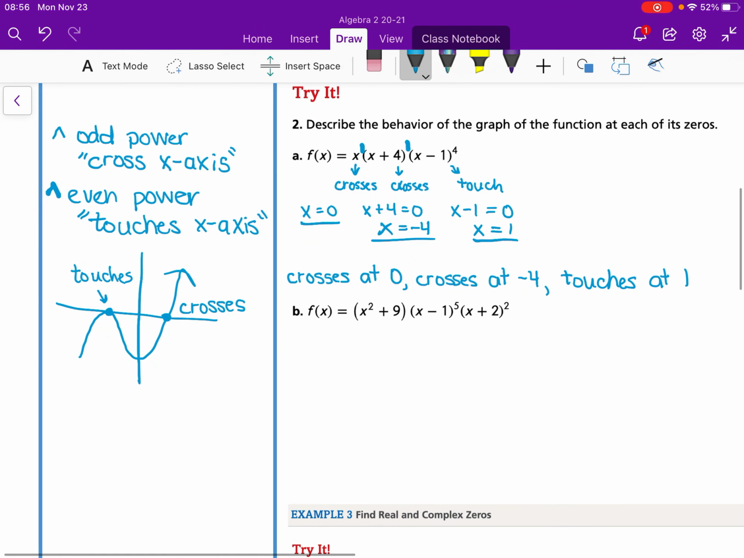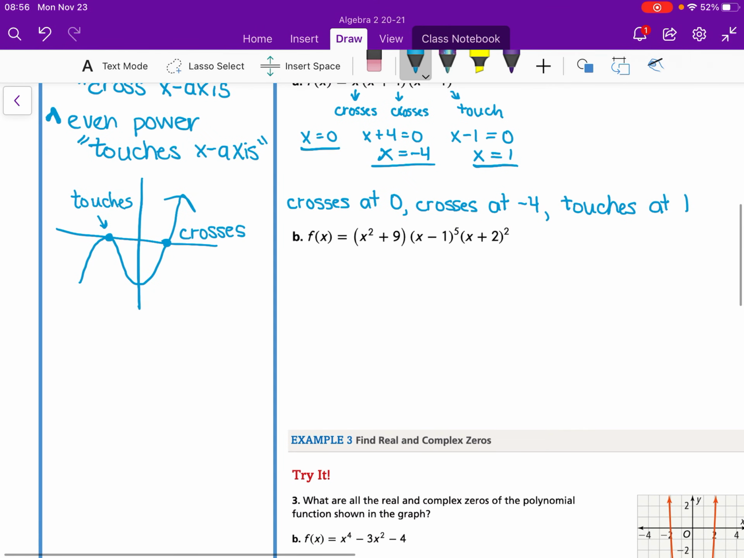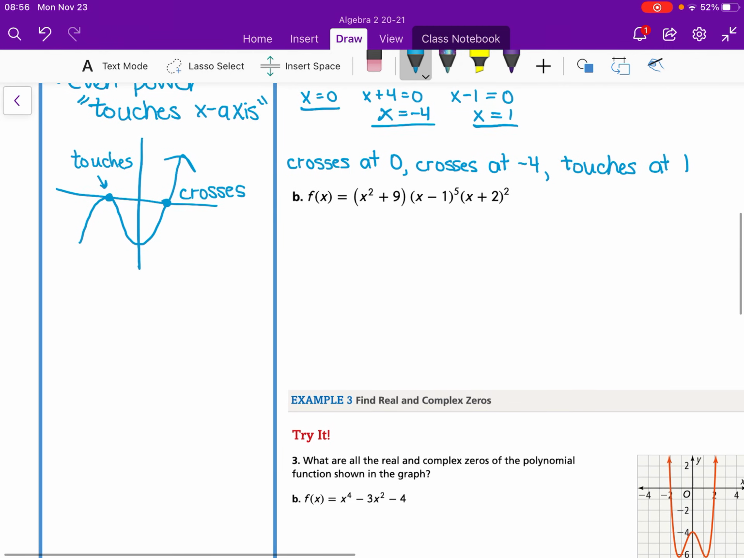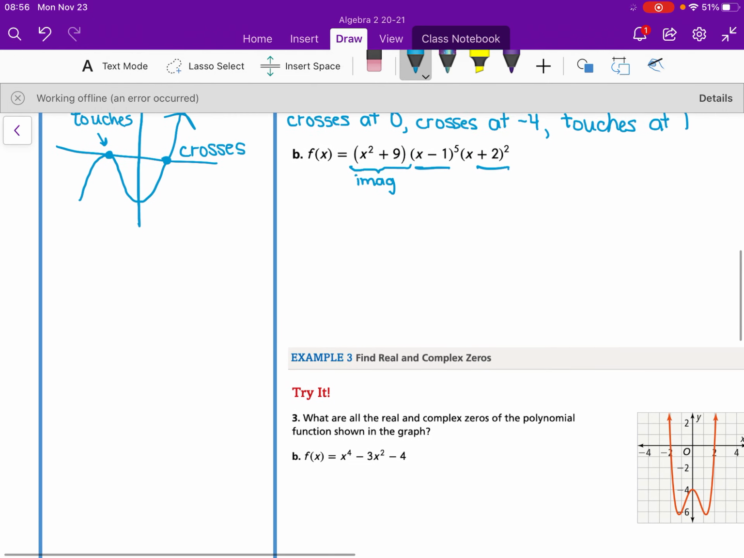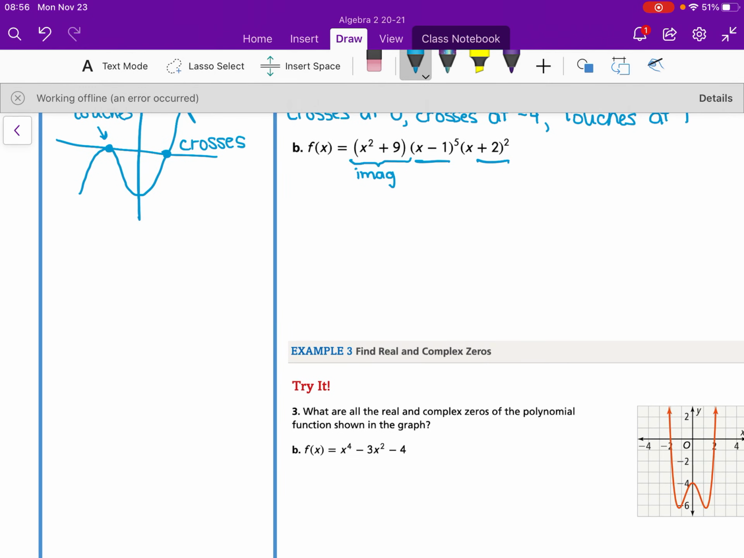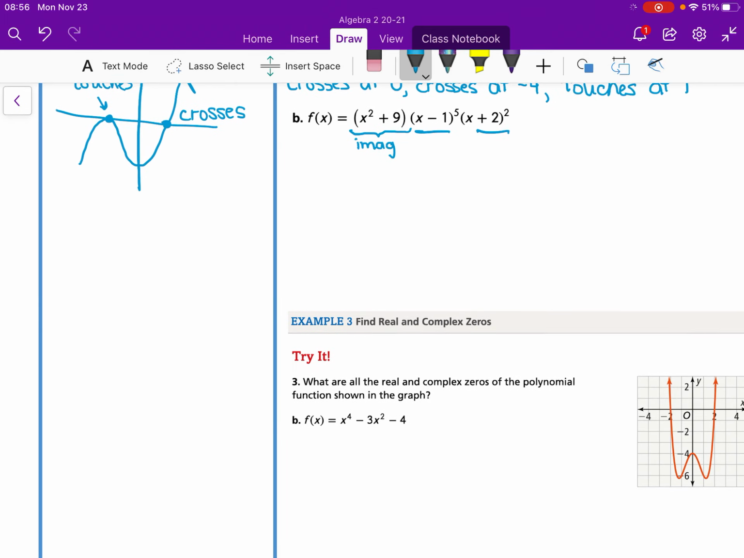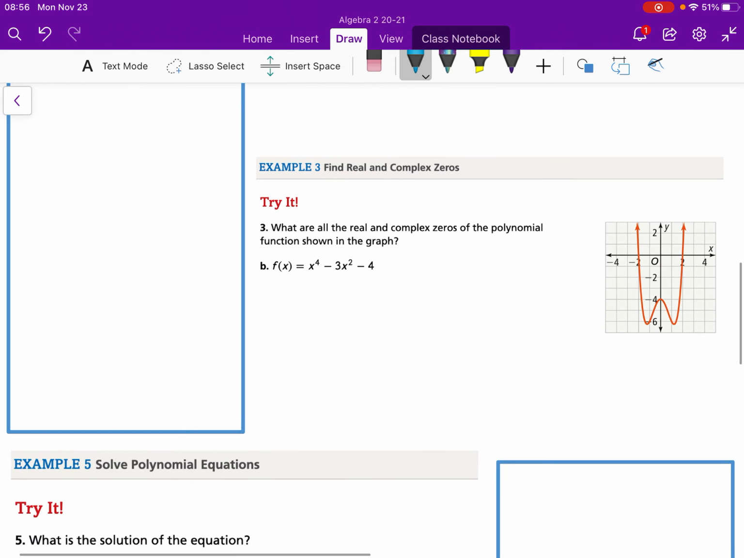Okay. All right. This one is tricky. They trick you because this part right here is imaginary, so it doesn't even show up. So you only have to answer about those zeros. I'm going to keep on moving for time's sake, but if you ever have any questions over like the crosses versus touches, graph it. Put it in Desmos, graph it, and then it can show you whether it crosses or touches. Okay?